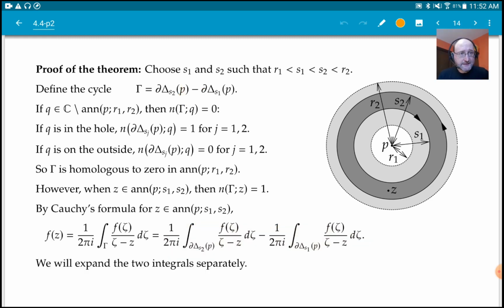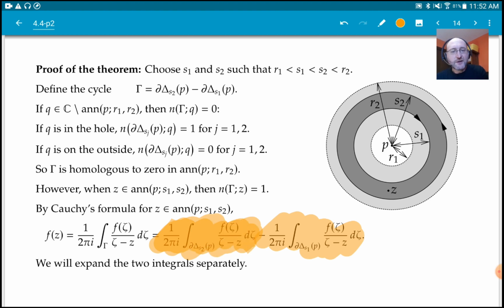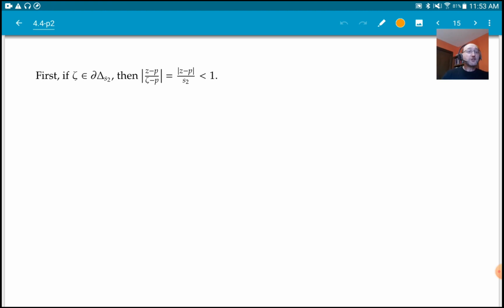And we will expand these two integrals separately. We're going to find a series for this guy and a series for this guy. This guy is going to be the positive terms. This guy is going to be the negative terms. All right. So let's look at the first term, the big circle. If zeta is in the big circle, and z is in our annulus, in between S1 and S2.